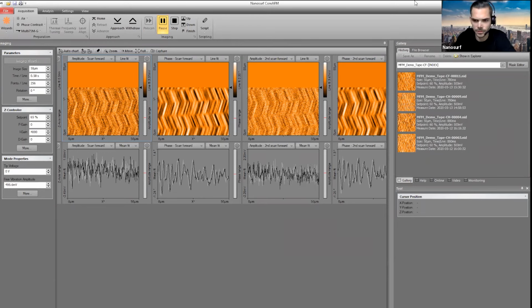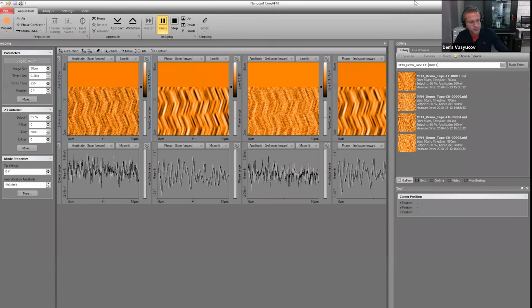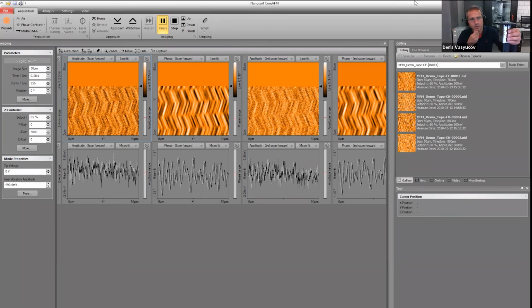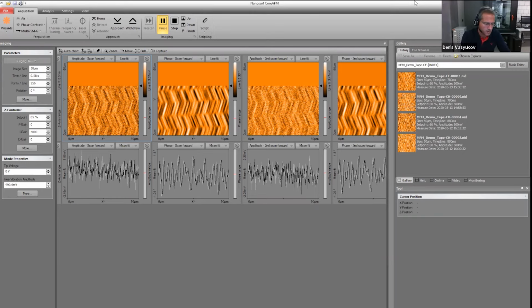Okay, and that fits into the CoreAFM. Was it quite a large thing? This is made to fit inside of the ISO stage of the CoreAFM. We have this anti-vibrational stage that the CoreAFM is sitting on, so it goes inside of the bore of this ISO stage.